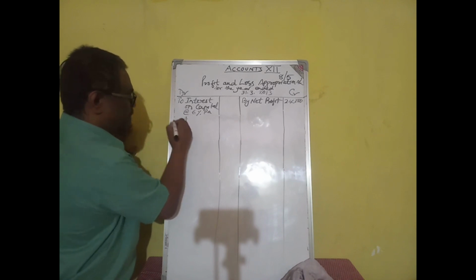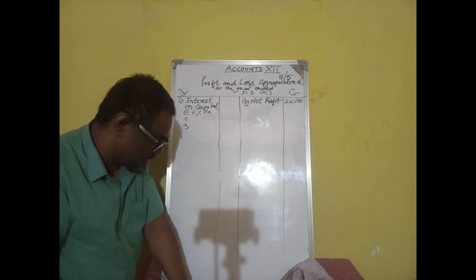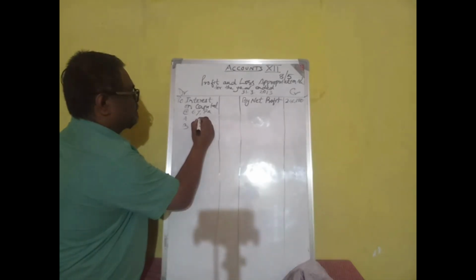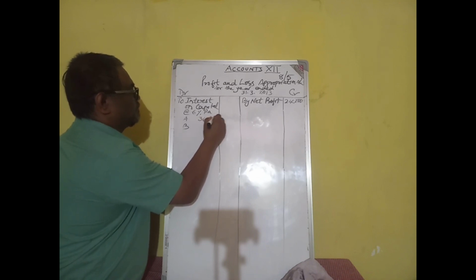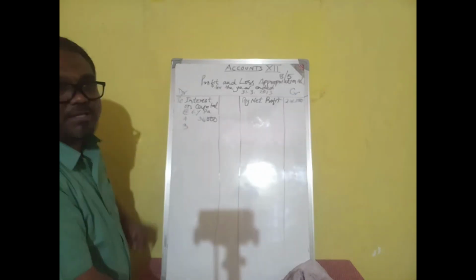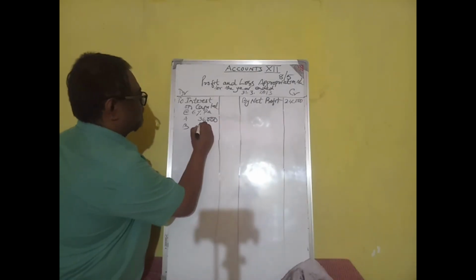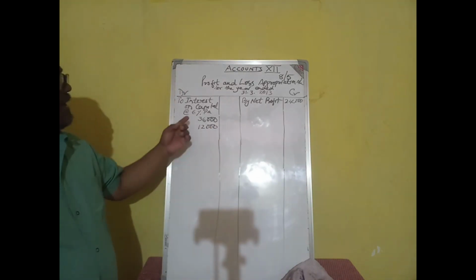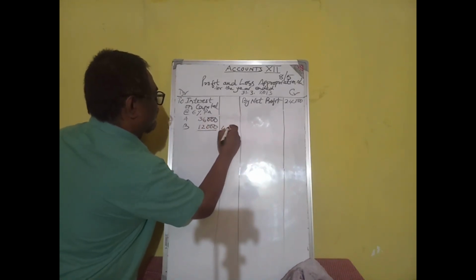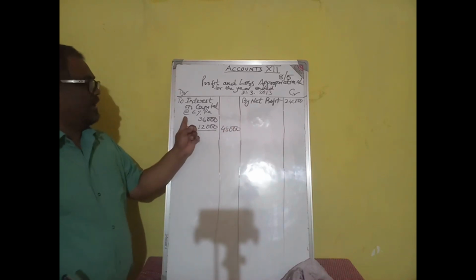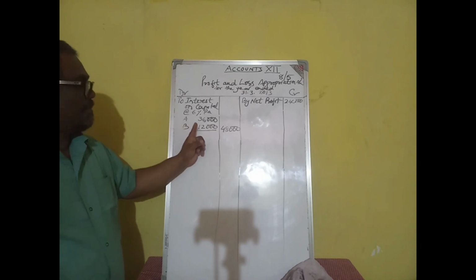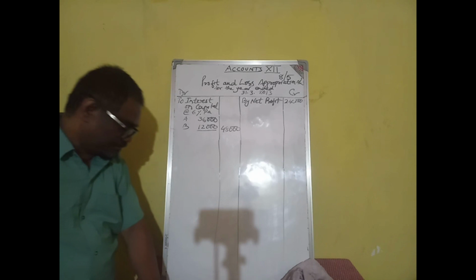So A and B. A's capital is 6 lakhs; 6% of 6 lakhs is 36,000. And B, 2 lakhs is the capital of B; 6% on 2 lakhs is 12,000. In this way, we find the interest on the capital of A and B. Right here, 48,000 is the interest on capital. You can directly write A's interest on capital 36,000 and B's interest on capital 12,000 in the outer column also.